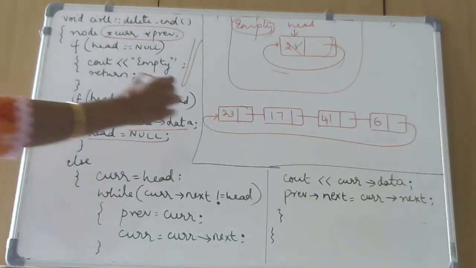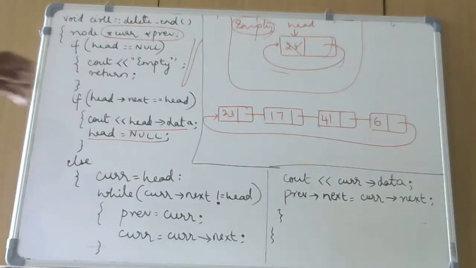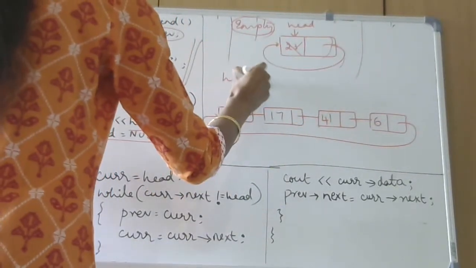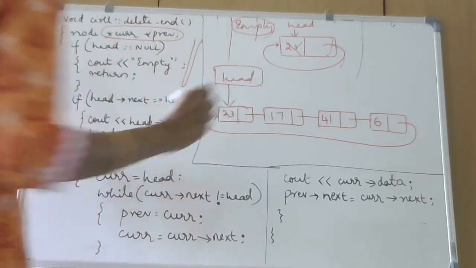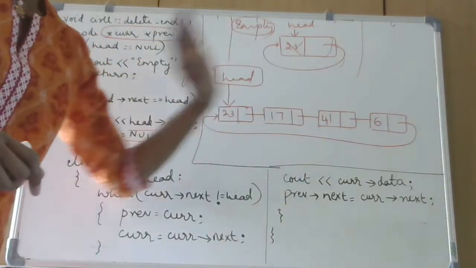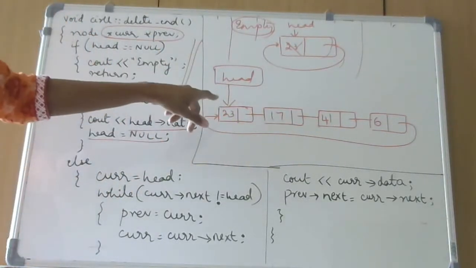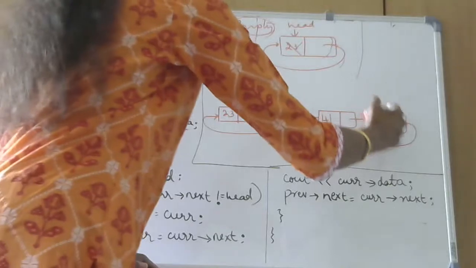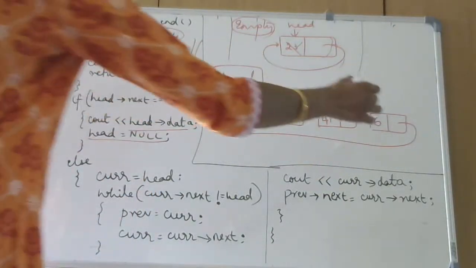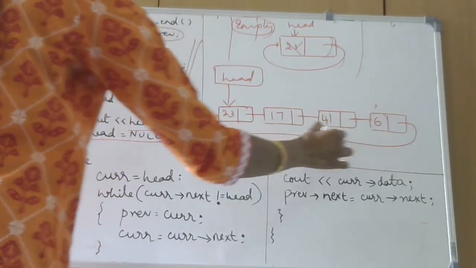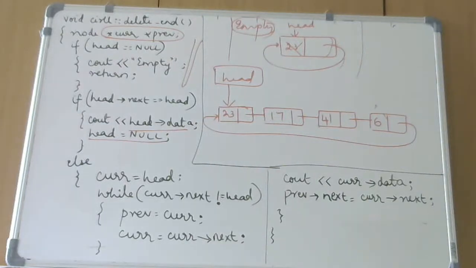Else means what? Let me take another option where you have several nodes in the list. Okay, then what will happen? I want to delete the last node because it is deletion at the end. This is head. As we all know, head points to the first element of the list. So there are several elements. Else means head of next is not pointing to head, you have several nodes in the list. I want to delete the last node because it is deletion at the end. So I have to delete this node. If I delete this node, what will happen? This link should point to the first node. That is the change that has to happen.